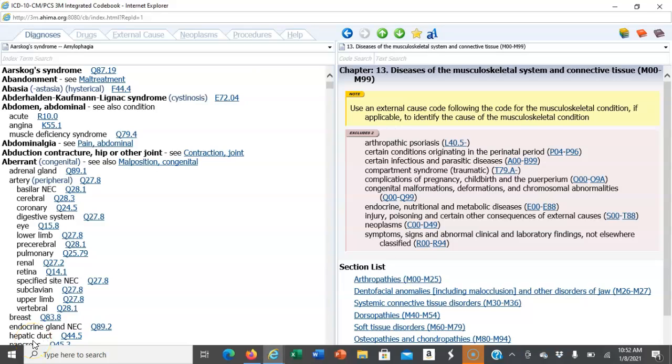Hello everyone, welcome to HIM 225. In this lecture we are covering chapter 20 in your textbook. It begins on page 473. We're covering chapter 13 in ICD-10, diseases of the musculoskeletal system and connective tissue.